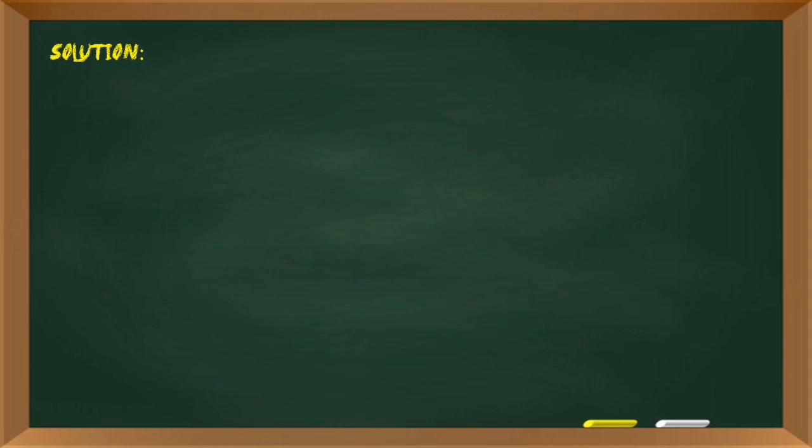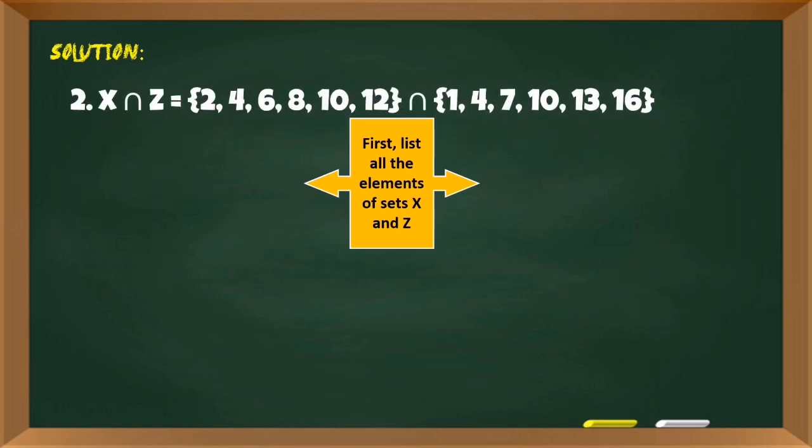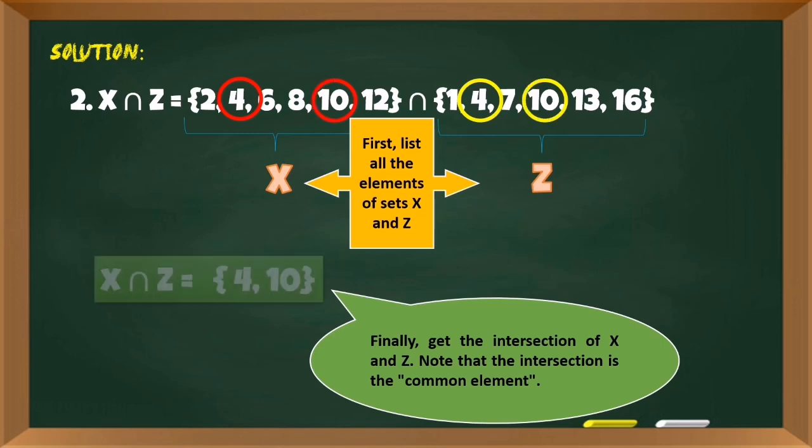Let's now proceed to number 2. The same for number 1. First, list all the elements of sets X and Z. So these are the elements of set X and set Z. Finally, get the intersection of X and Z. Note that the intersection is the common element. The common elements for set X and set Z are 4 and 10. Therefore, X intersection Z is equal to the set that contains 4 and 10.